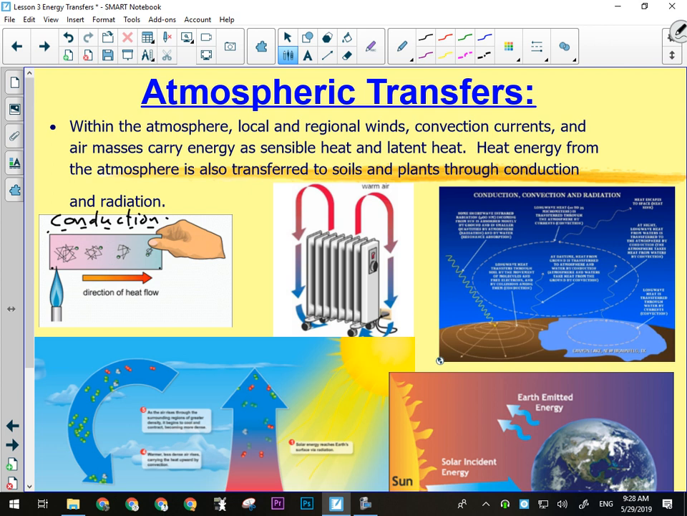So convection is the most important of the energy transfer processes in terms of moving energy around on Earth. We typically feel convection as wind. Convection is the movement of a fluid due to differences in thermal energy.